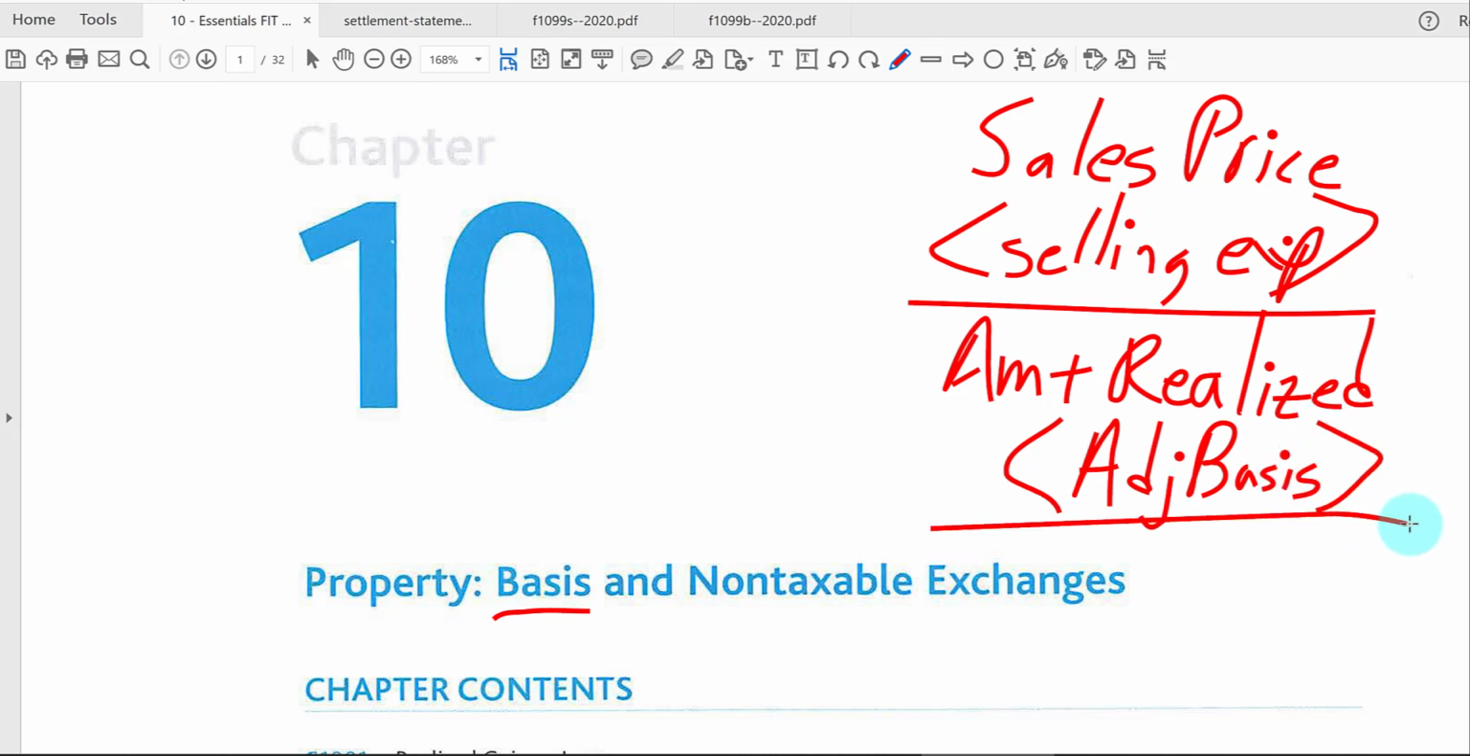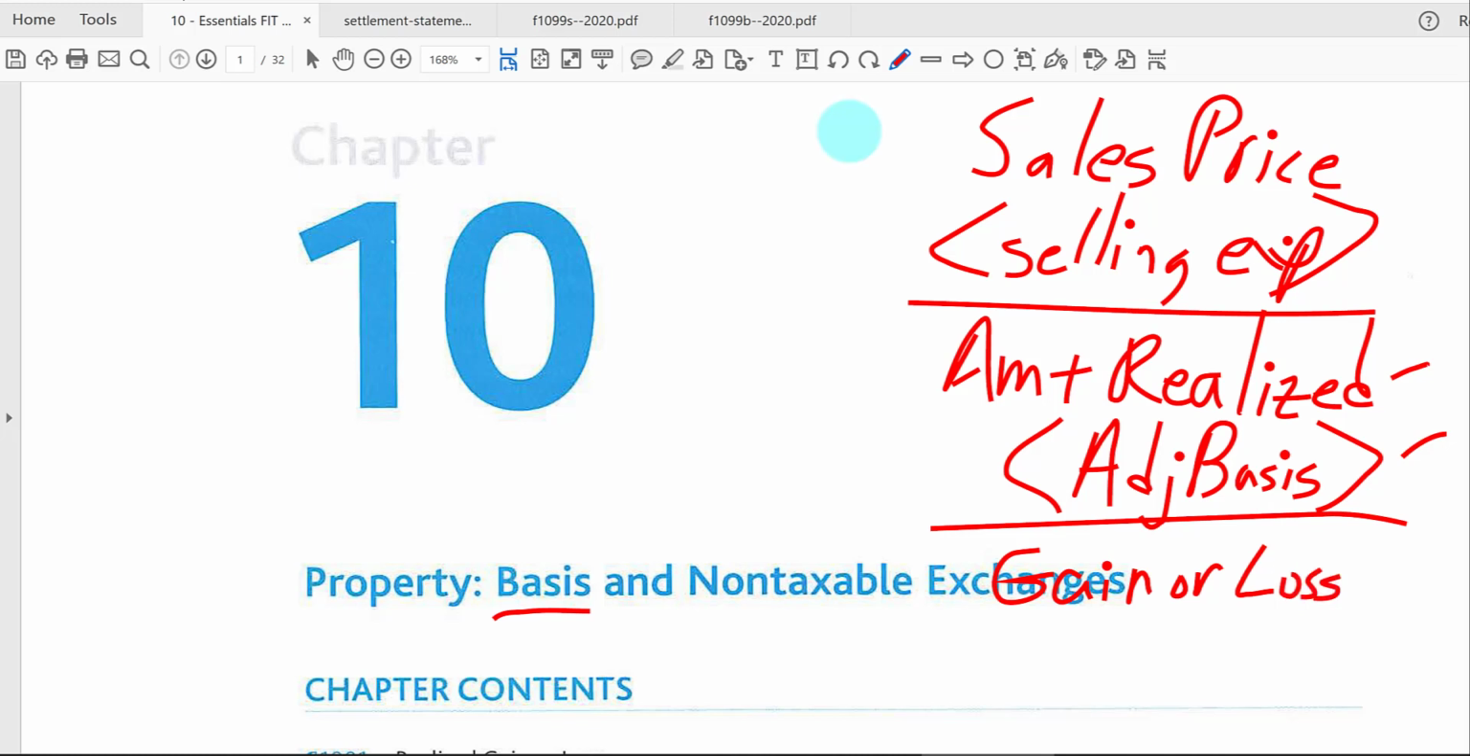And if the amount realized is larger than the adjusted basis, the difference is a gain. Remember, the general rule is we pay taxes on gains unless the law specifically allows the gain to be excluded or postponed. Or if the adjusted basis is larger than the amount realized, the difference is a loss. The general rule is that losses are not deductible unless specifically allowed to be recognized under the tax law.